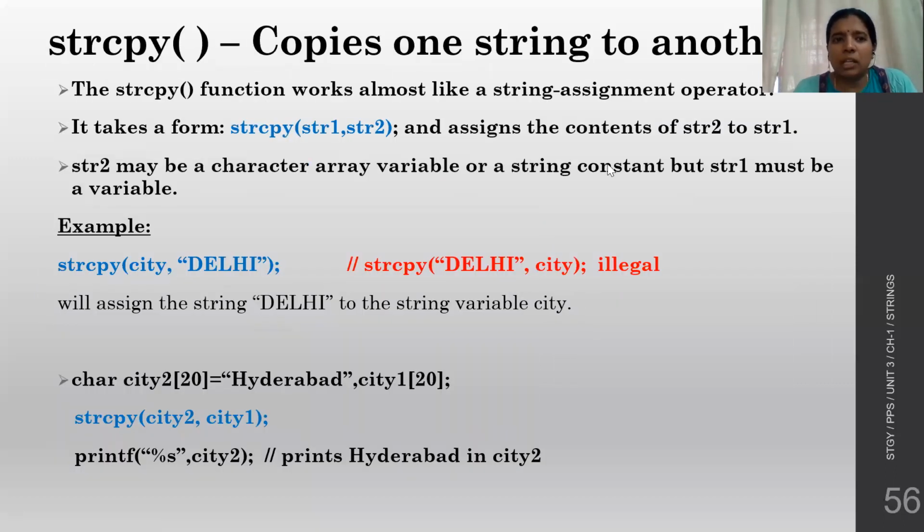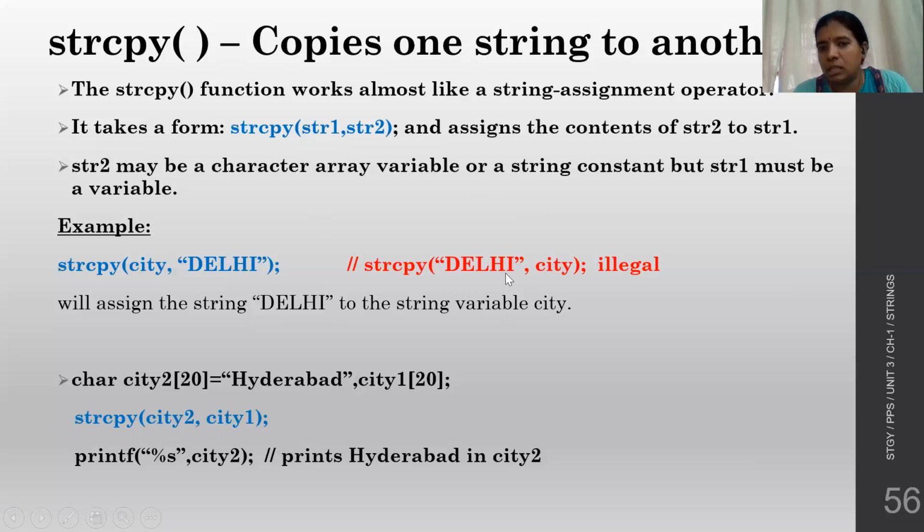Okay. So next one that we're going to look at is strcpy that copies one string to another. The ideal syntax will be strcpy of str1 comma str2, where string2 is stored in string1. So ideally, if you have to understand, you take it as strcpy of destination comma source, where source is copied to destination. So the second argument is copied to the first argument. That implies the first argument must be a variable and the second argument can be a variable or a constant. So that's what it means.